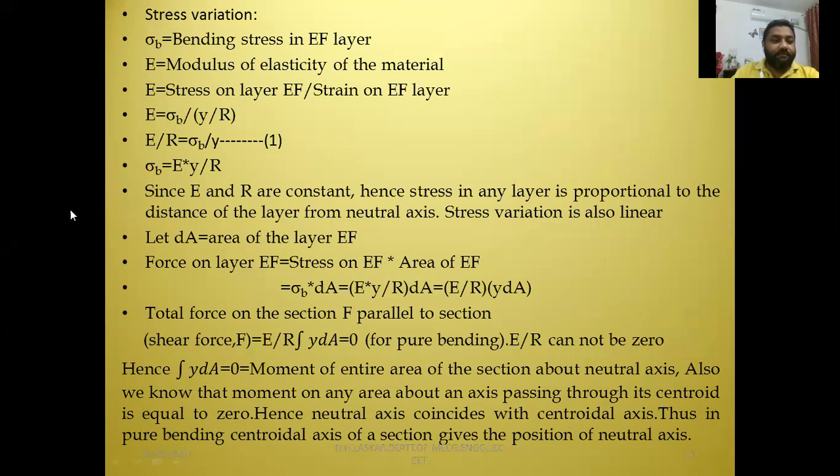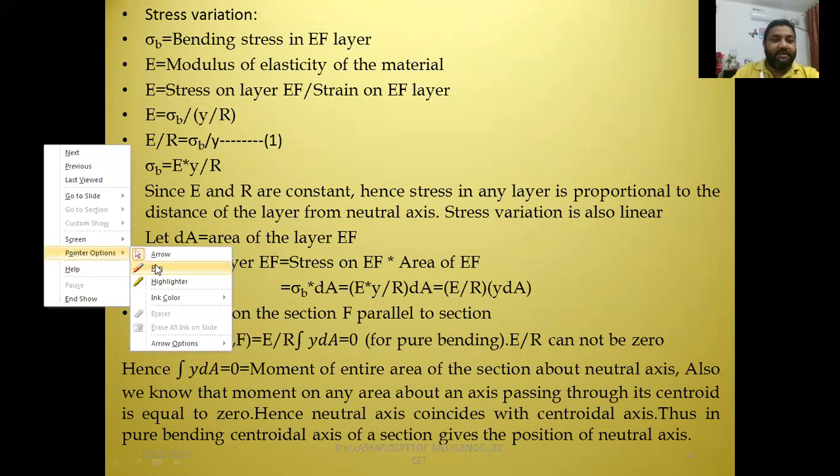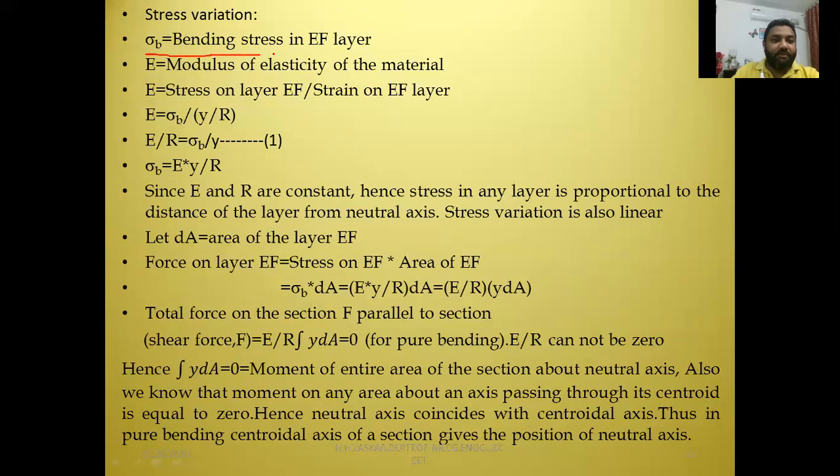Now, stress variation. How the stress varies. Let us consider sigma b is the bending stress on the EF layer. E is the modulus of elasticity of the material. Then we can say E is equal to stress on the layer divided by strain on the EF layer. So stress on the EF layer, we have taken it as sigma b. And the strain on the EF layer that we have already derived is y upon r. So I am getting E upon r is equal to sigma b by y. This is equation 1. From this, I am getting sigma b is equal to E multiplied by y divided by r.